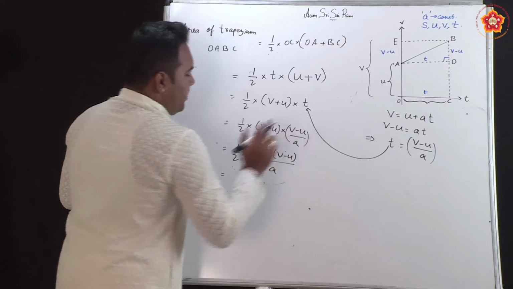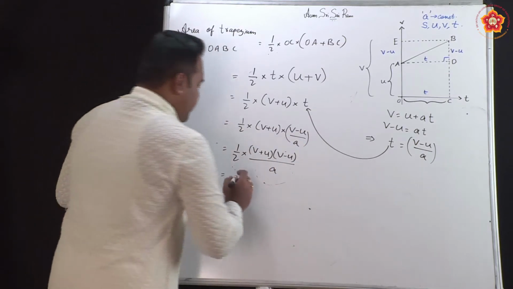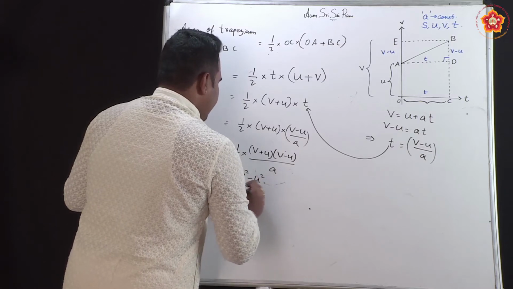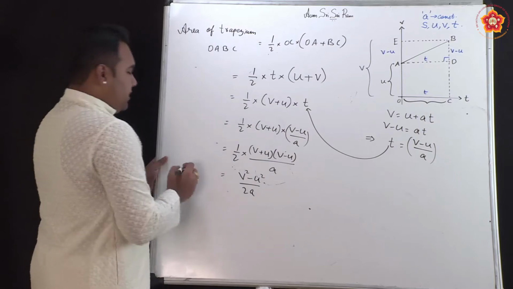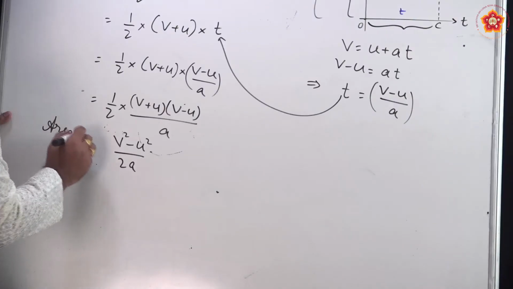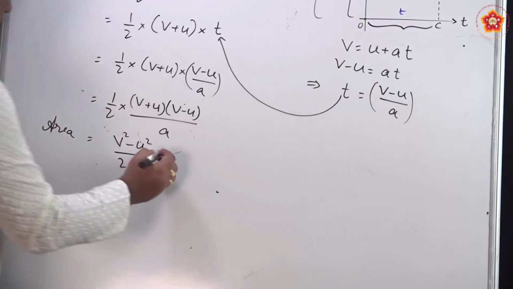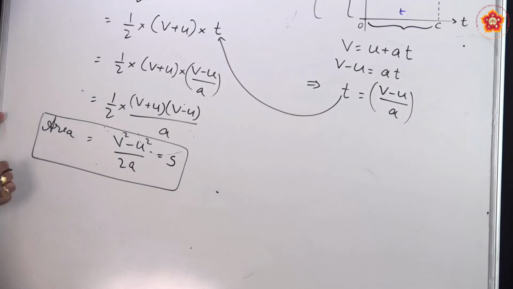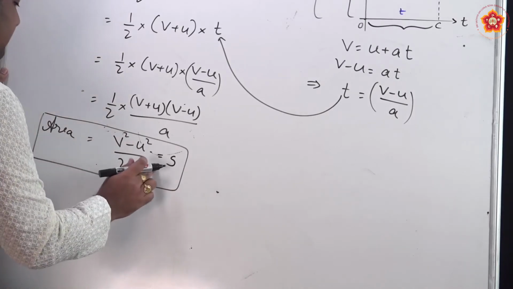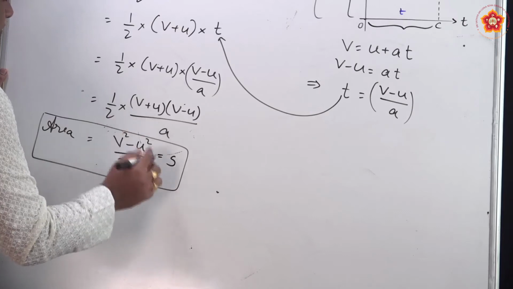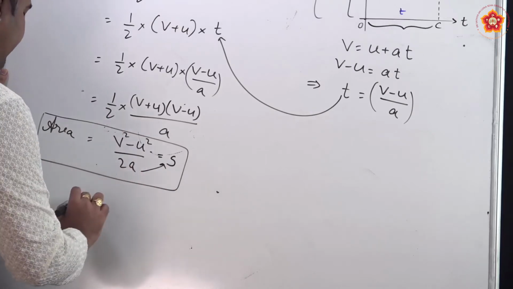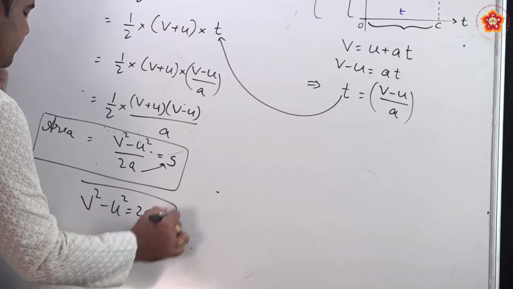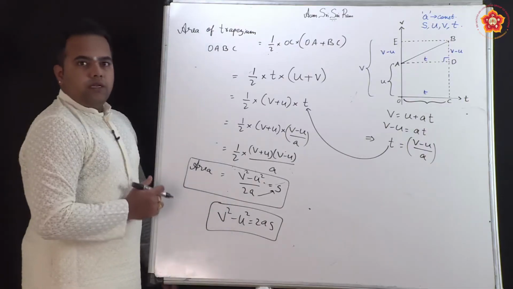So, V plus u into V minus u, like a plus b into a minus b, we use the formula, gives V square minus u square by 2a. This is nothing but the area. Now, what does the area under this VT graph give us? It will give us the distance travelled S. So, S is equal to V square minus u square by 2a, or when I cross multiply, V square minus u square will be equal to 2as. So, this will be the third equation of motion.